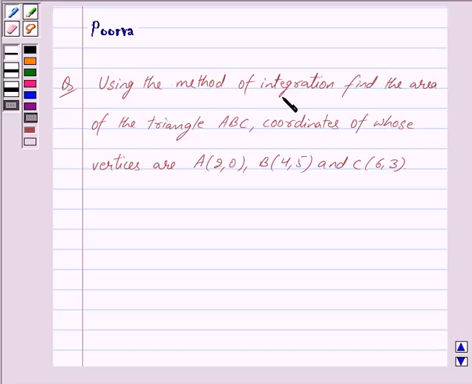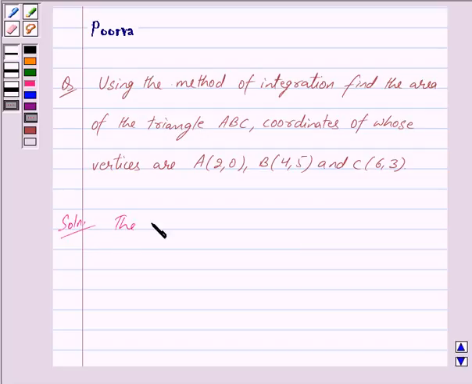Using the method of integration, find the area of the triangle ABC, coordinates of whose vertices are A (2,0), B (4,5) and C (6,3). Let's begin with the solution now.